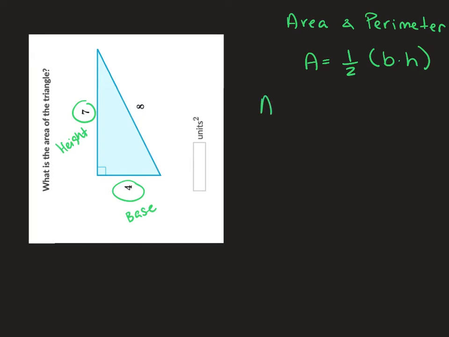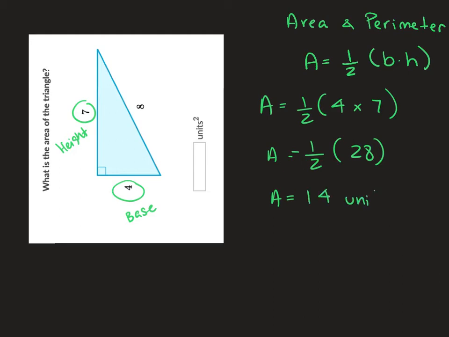Okay, let's plug in for area. 1/2 times the base, which is 4, times the height, which is 7. It's going to give us 28. Half of 28 is going to give us, oops, wow, that was weird. Mental glitch, 14. Square units. If it's meters, it would be meters squared, etc.